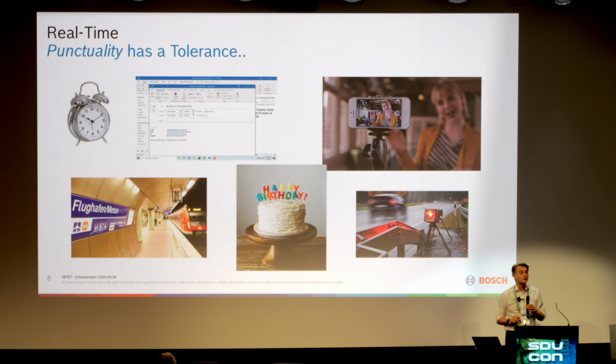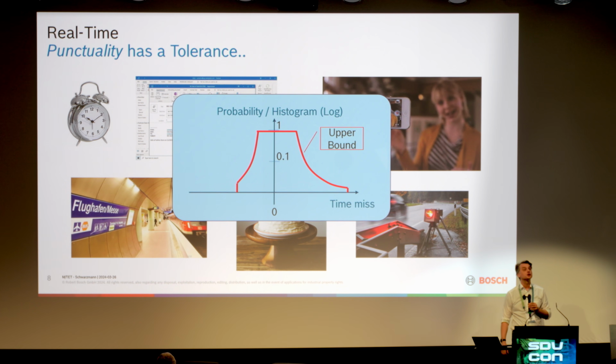And I've never seen those. How do they look? This is how they should look. On the x-axis, you have the time miss. 0 is you're right on time. On the y-axis, and I prefer here a log plot, is a histogram or a probability density function.